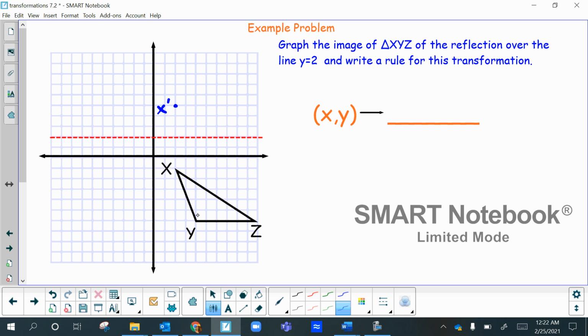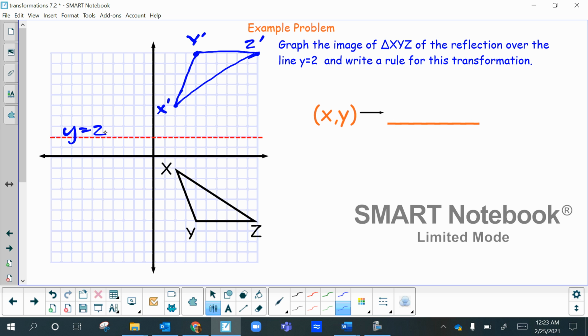Let's look at y. Y is 1, 2, 3, 4, 5, 6, 7, 8, right at the top. And there's my y prime. And so z prime's on the same level as that, and so that's on the last line. So there's z prime. So let's graph. All right, so there's our triangle being reflected over the line y equals 2.